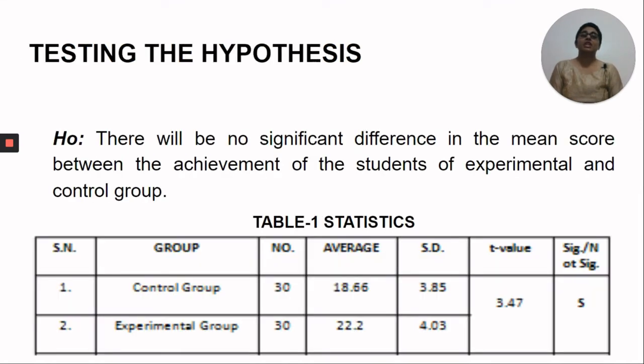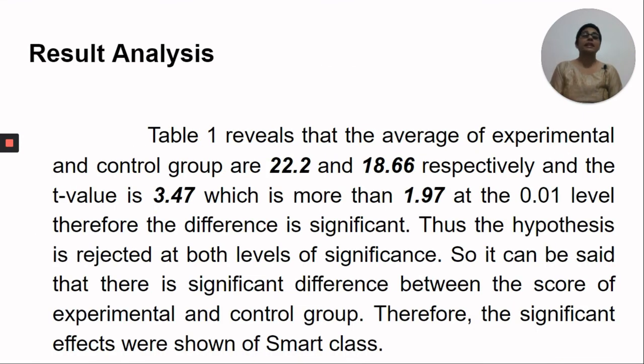So here is the testing of hypothesis. The hypothesis was determined that there will be no significant difference in the mean scores between the achievement test of the students of experimental and control group. The table shows that there were 30 students in control group and 30 students in experimental group. So have a look at the result analysis.